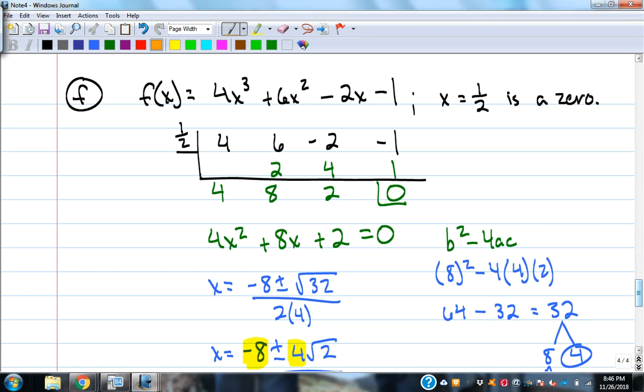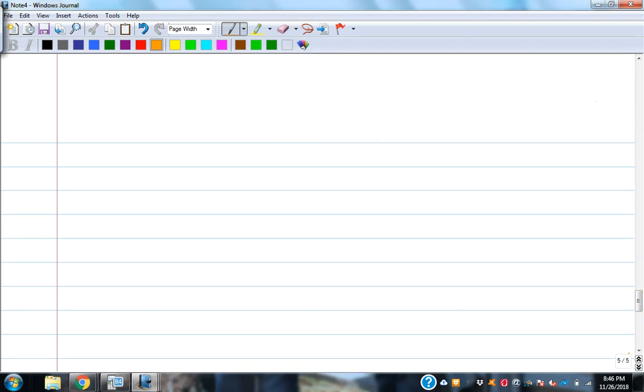All right. Now, inside of this, what do you do if they don't tell you anything about a zero or a factor? That's where you got to know some other things. So this is same section. This is talking about the rational zeros theorem.